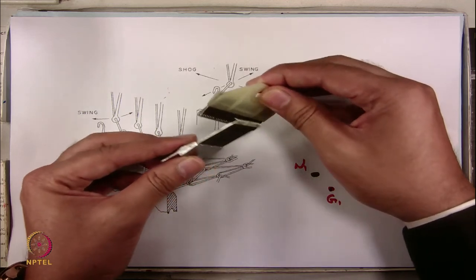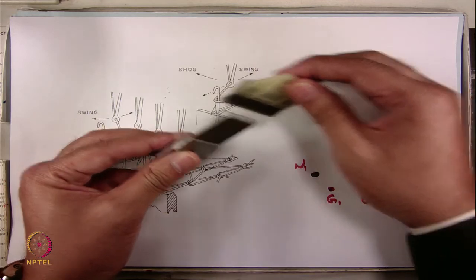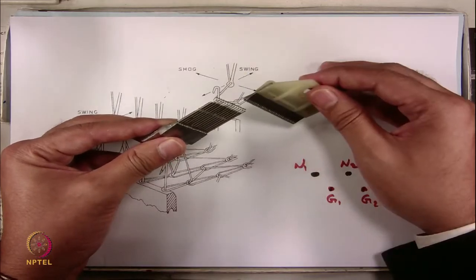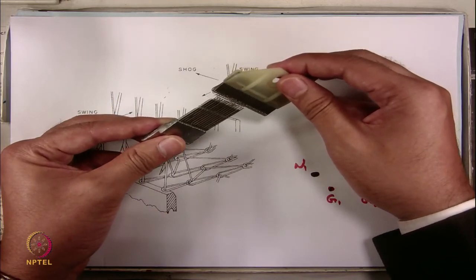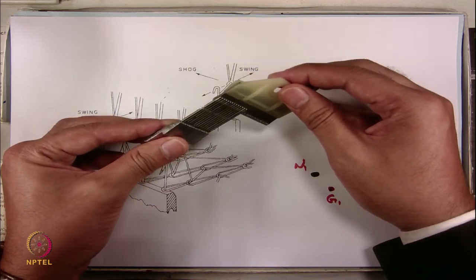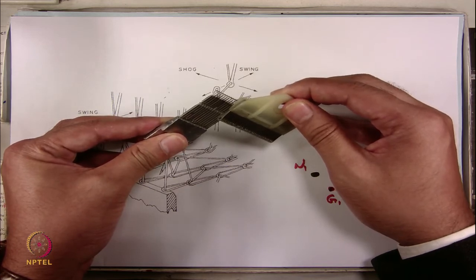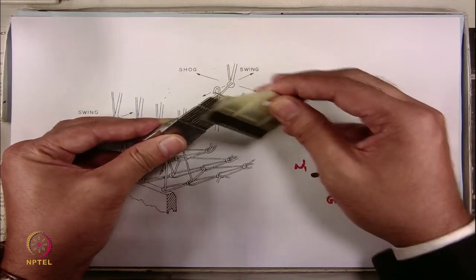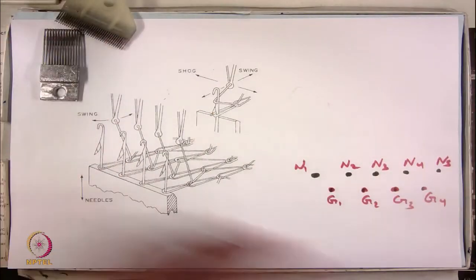When it goes towards the other side, then this needle bar actually shifts the position, okay. This is called lateral shift in the direction of needle bar. So it shifts on the front side, this is called shogging motion on the front side, and then it comes back, which is again a swinging motion, and then again it changes the position laterally. So this is the lateral motion. Okay, so this is how shogging and swinging are defined.